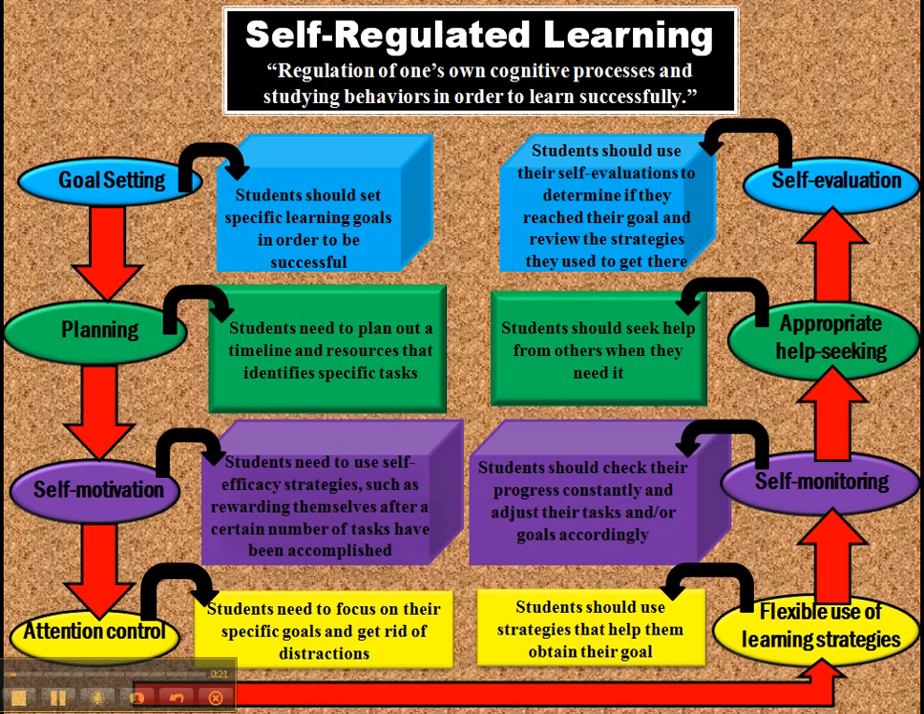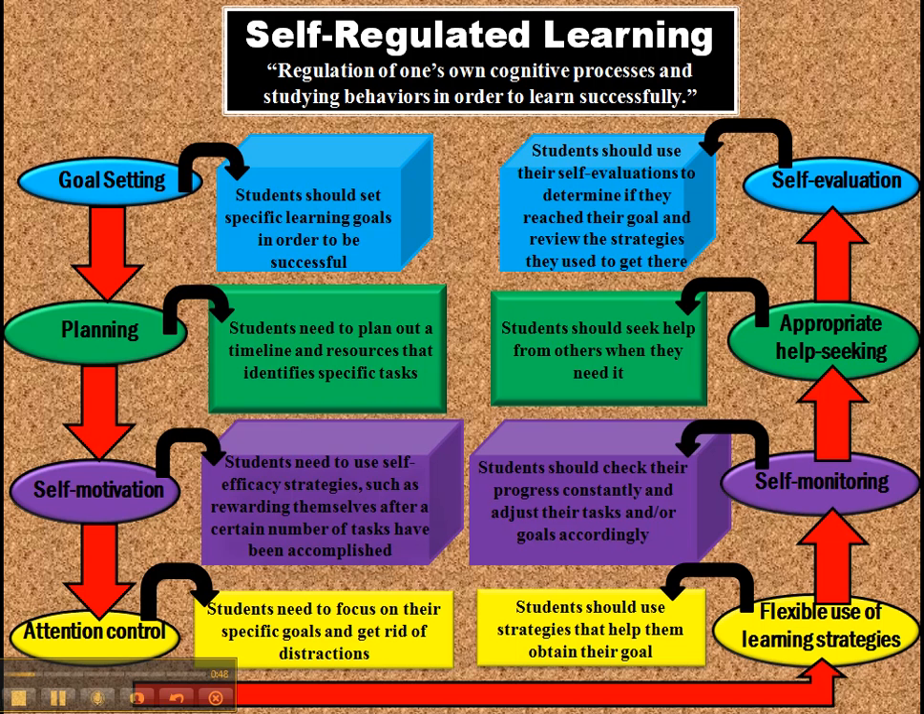Now, as you can see from my concept map, I started out on the left-hand side with goal setting. Students should set specific learning goals in order to be successful. They should set their learning goals according to what they want to learn in that class or maybe even in that particular subject area. The next step would be planning.